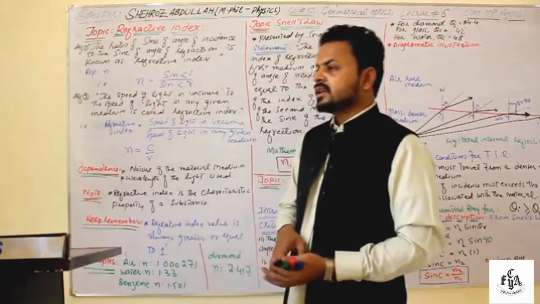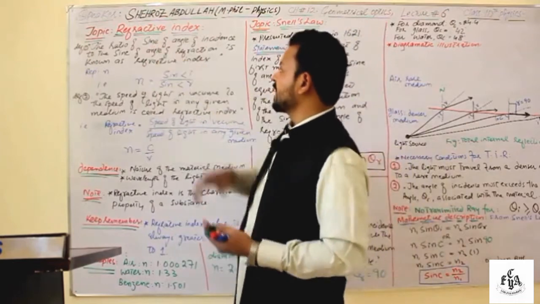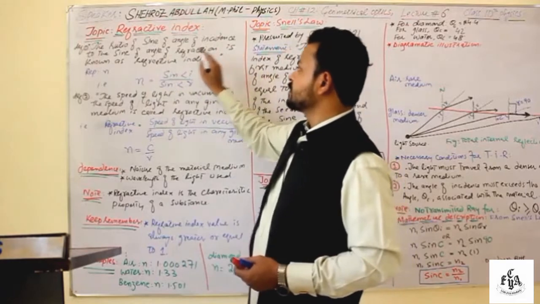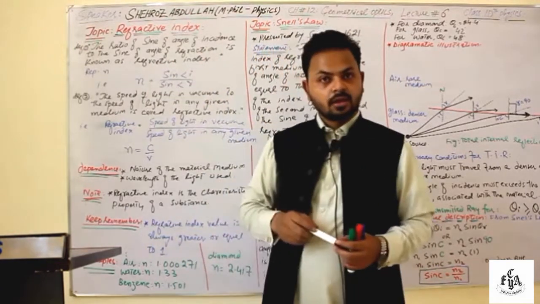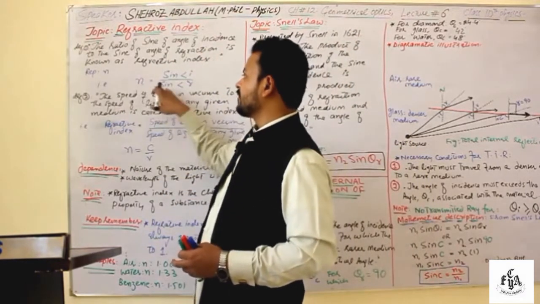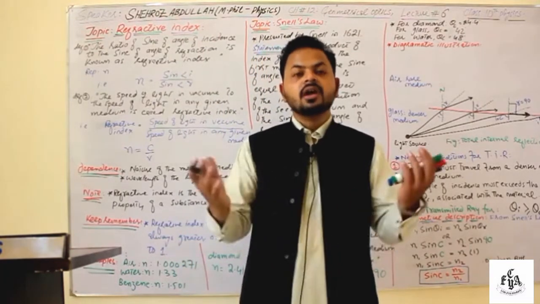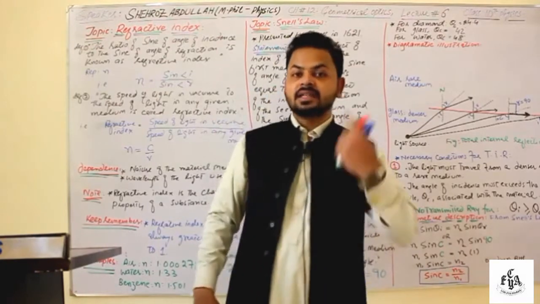We can write that the ratio of sine of angle of incidence to sine of angle of refraction is known as refractive index. It is represented by n, and we can write that n is equal to sine of angle of incidence divided by sine of angle of refraction. We can define it another way as well.